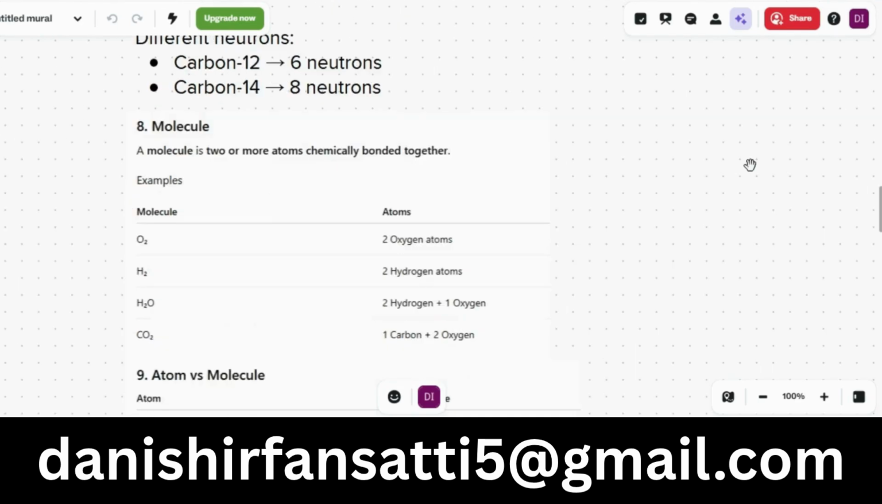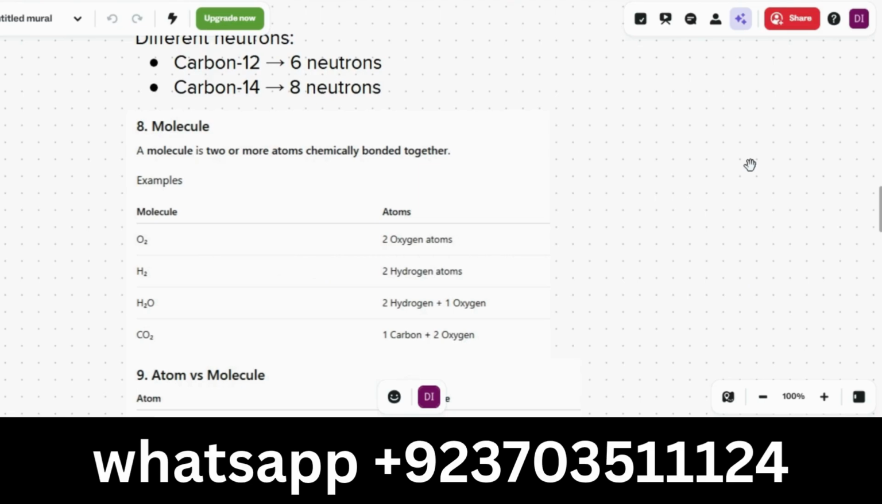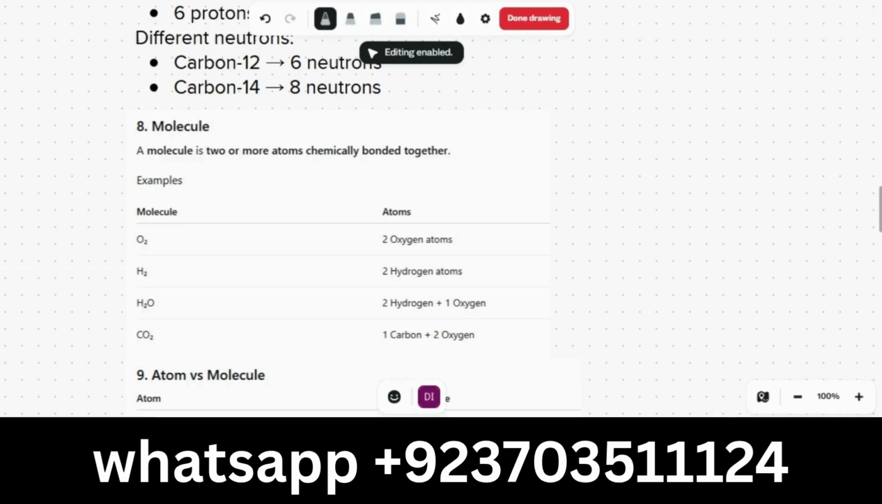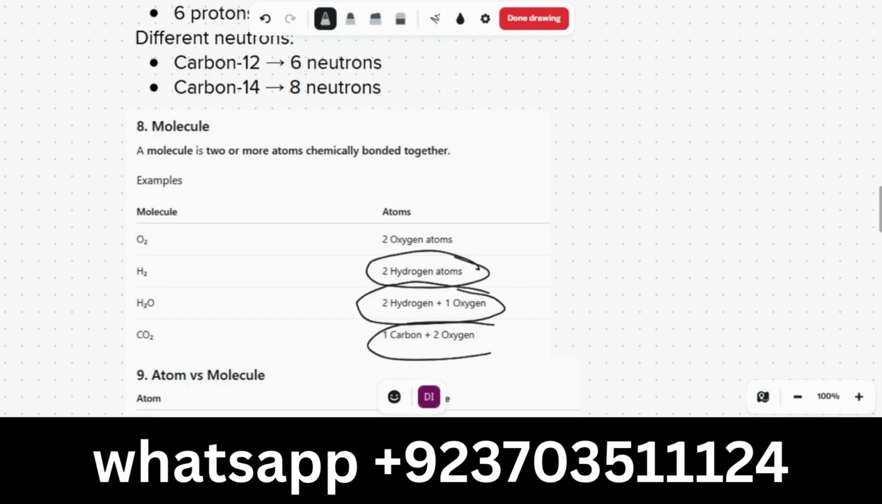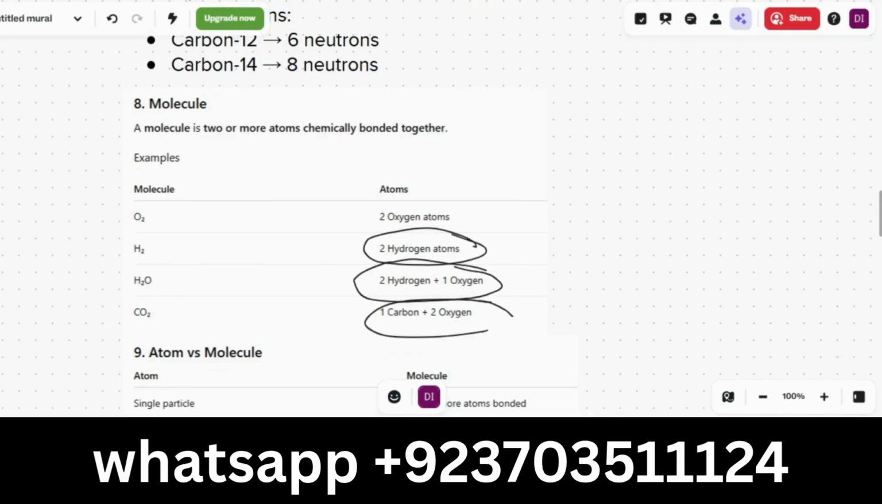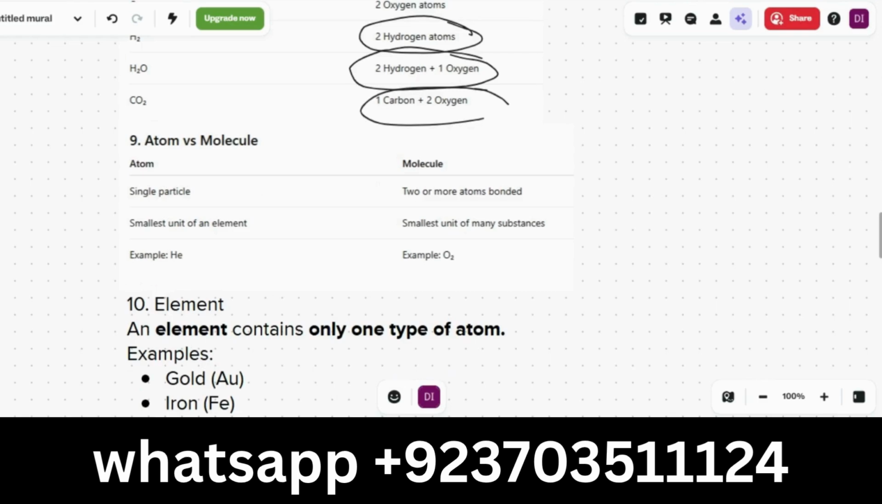Molecule. A molecule is two or more atoms chemically bonded together. For example, O2 is a molecule, okay, because two oxygen atoms are bonded. Hydrogen, two hydrogens are bonded. H2O water, two hydrogen, one oxygen. That is called a molecule. For example, carbon and that.